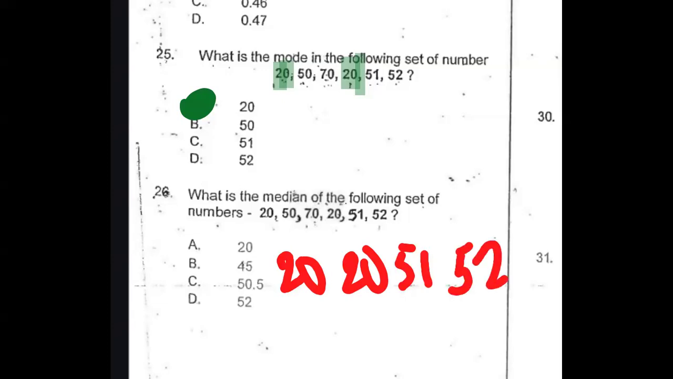Two 20s, 51. Okay, let's see. So we have a 20, a 20, a 51, a 52. Okay, all right, so let's do that: 20, 20, 50, 51, 52, and 70.